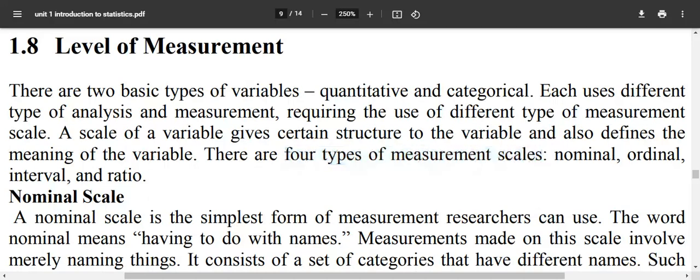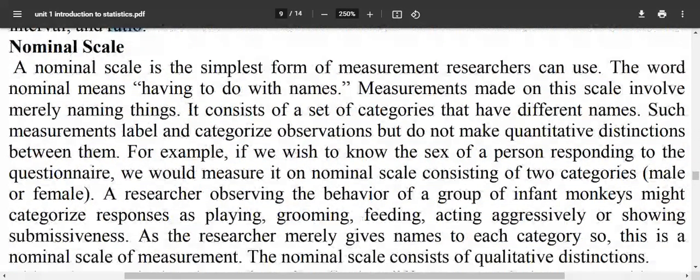कौन कौन से हैं? Nominal scale है, ordinal scale है, interval scale है और ratio scale है. Nominal scale, सबसे पहले बात करते हैं nominal scale की. Nominal scale क्या होता है? Nominal scale is the simplest form of measurement a researcher can use.